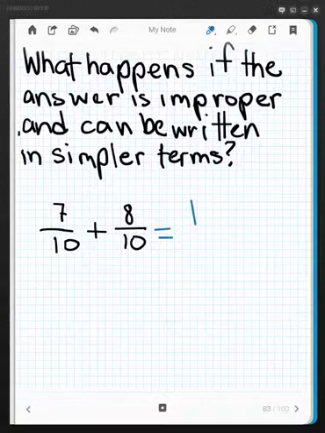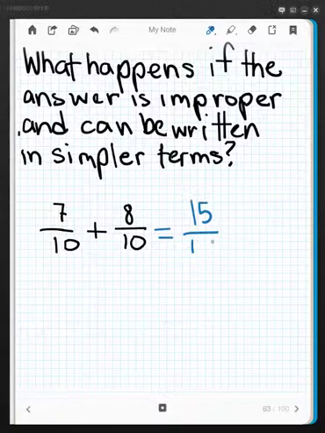7 plus 8 is 15, and the common denominator here is 10. So you can do one of two things. You can first recognize that the numerator and the denominator have common factors, and take those out, and then change it to a mixed number, or you could change it to a mixed number, and then take out common factors. I prefer to see if I can take out common factors first.